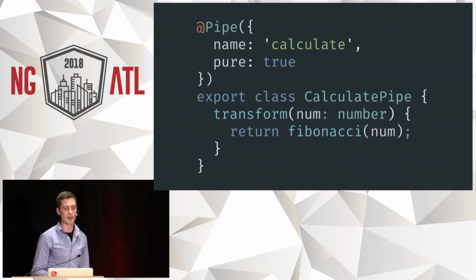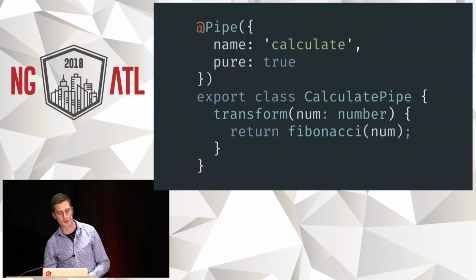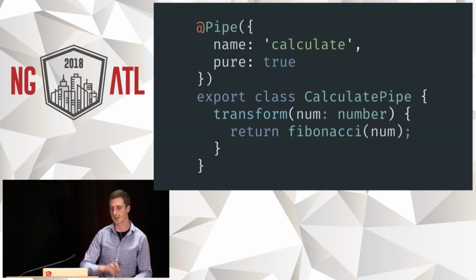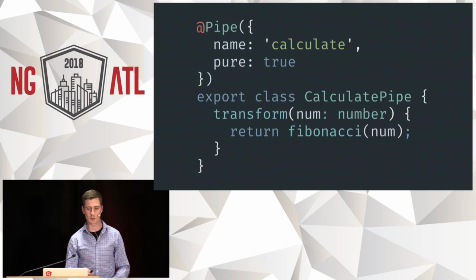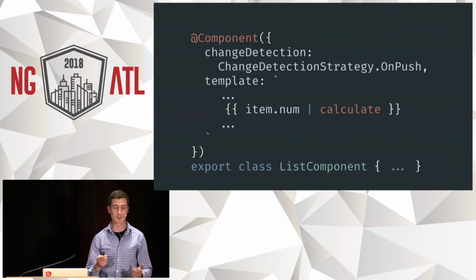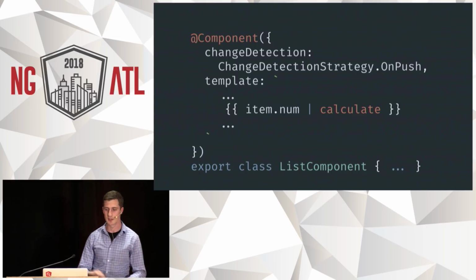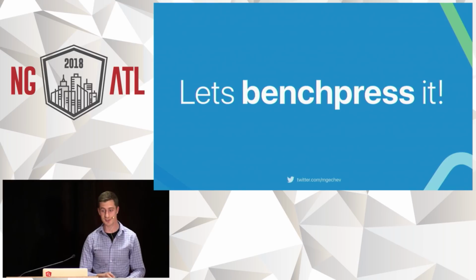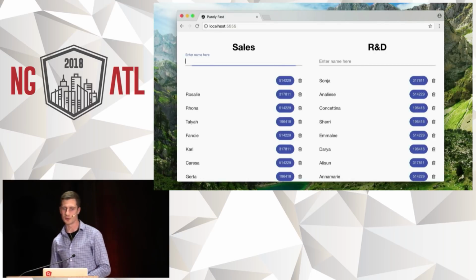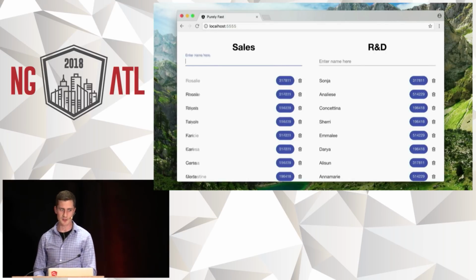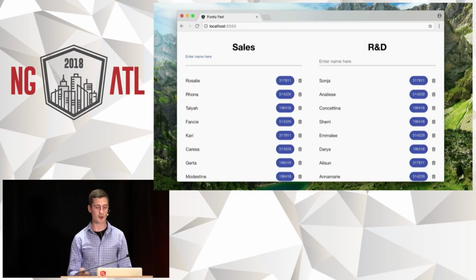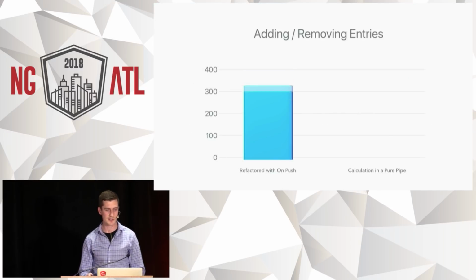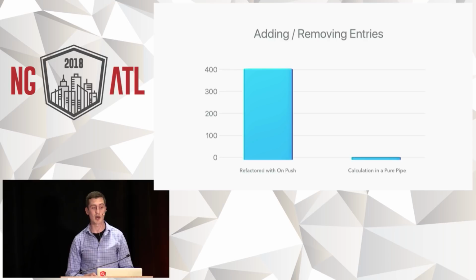We can very easily refactor our application to use pure pipes. So we have the calculate pipe here, which delegates its execution to Fibonacci. And we have the list component, which now, instead of directly invoking calculate, just applies the calculate pipe. Now, if we benchmark this, we're going to get another performance boost. So this is another end-to-end test written with Protractor, and here are the results. So it's still quite a bit faster.